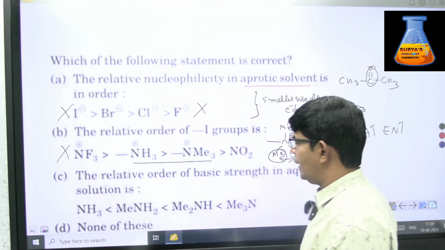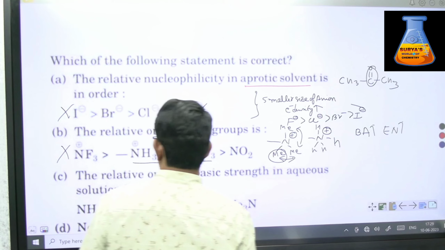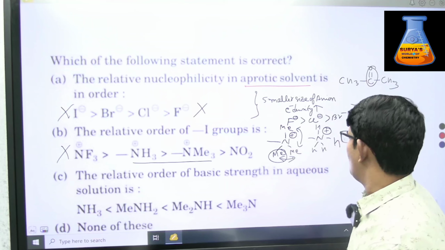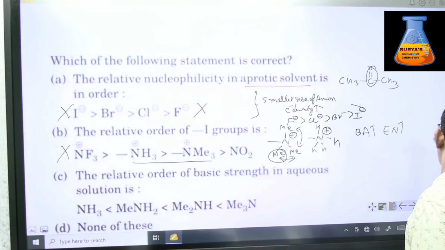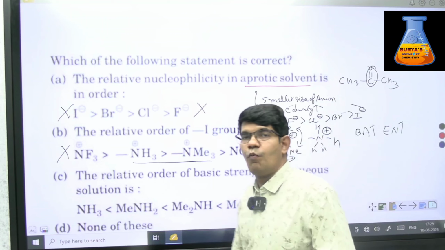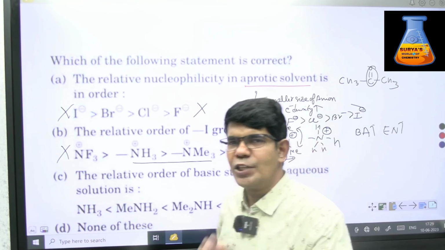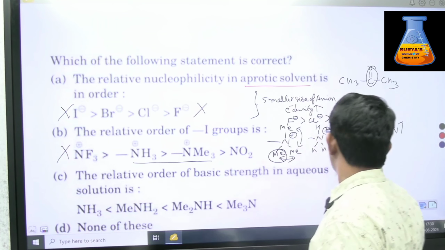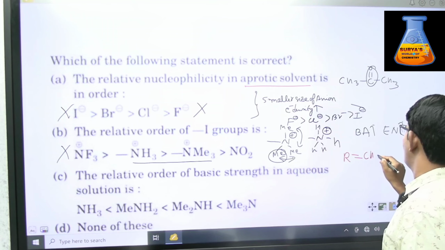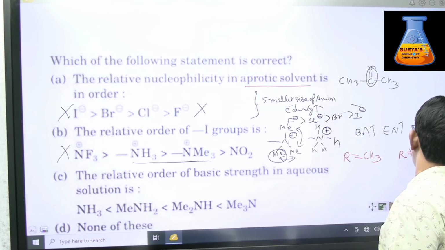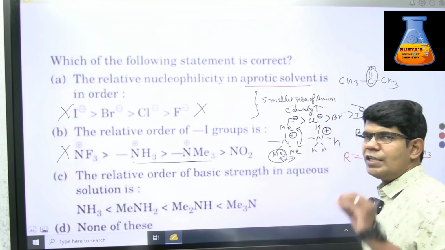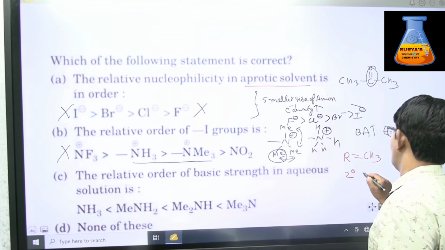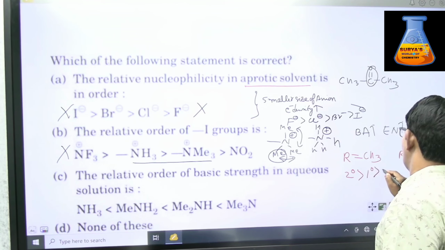Third one, the relative order of basic strength in aqueous solution. When you have ammonia, methylamine, dimethylamine and trimethylamine, what will be the order? Actually, you have two different possible conditions, guys: when R is equal to methyl, and when R is not equal to methyl. I'll give you a very simple trick. When R is equal to methyl, it is a smaller alkyl group, smaller number. That is secondary greater than primary greater than tertiary.